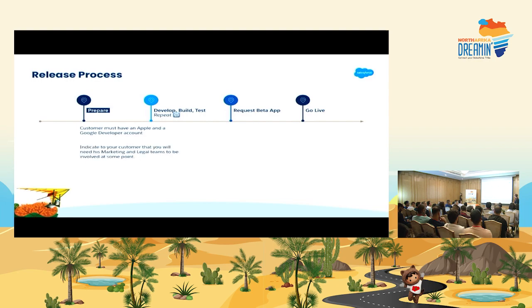Then you also need to tell the customer that you need him to involve the marketing team and legal team to prepare some content. For example, the marketing team has to prepare some splash screens, some logos, etc. The legal team itself needs to prepare the privacy policy, the terms and conditions, etc., to be shared with Apple and Google.